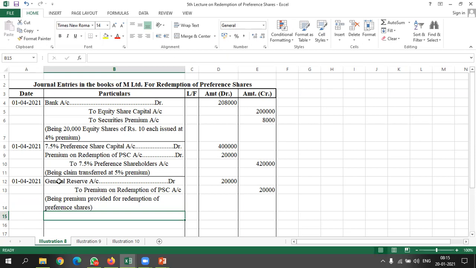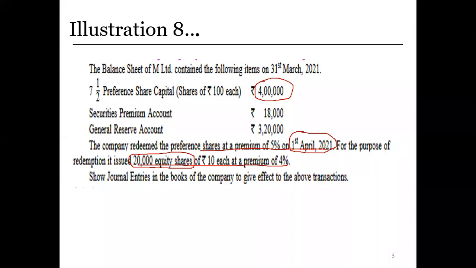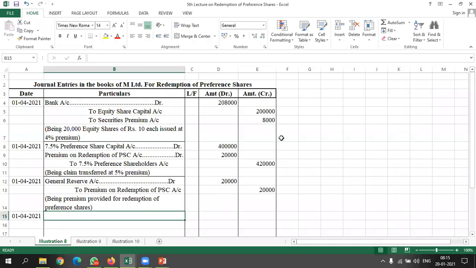After this, my next entry will be the creation of CRR. For creating CRR, again, we are going to use general reserve account. First of all, let's see whether we have that much amount in general reserve or not. Out of 3,20,000, we have taken out 20,000 for providing the premium. Balance is 3 lakh. We only require 2 lakh rupees. So we have a sufficient balance in general reserve. We can easily create a CRR account out of general reserve.